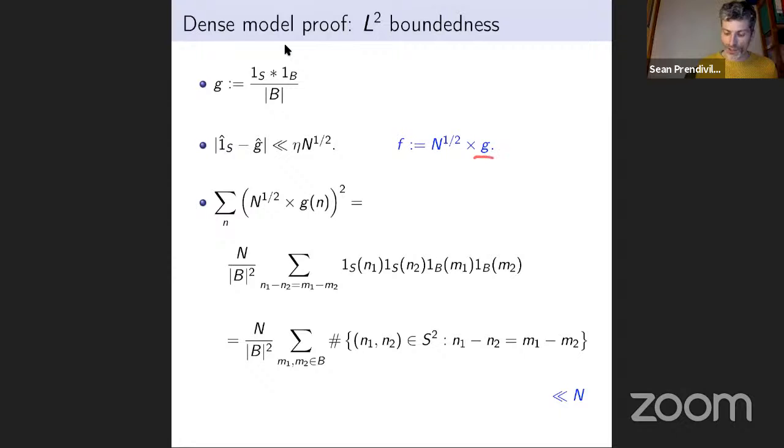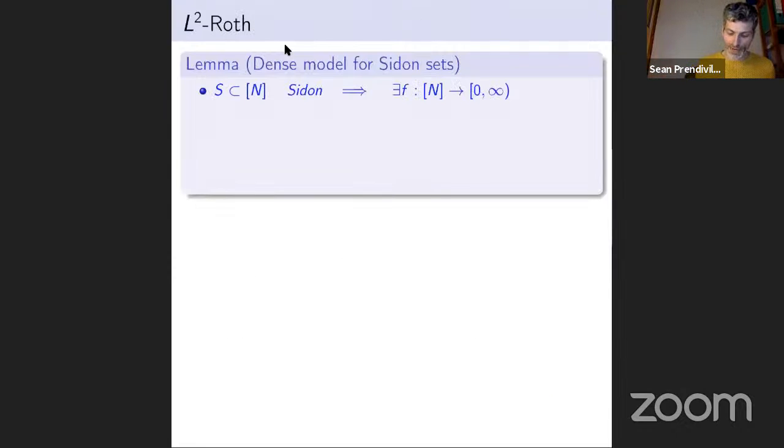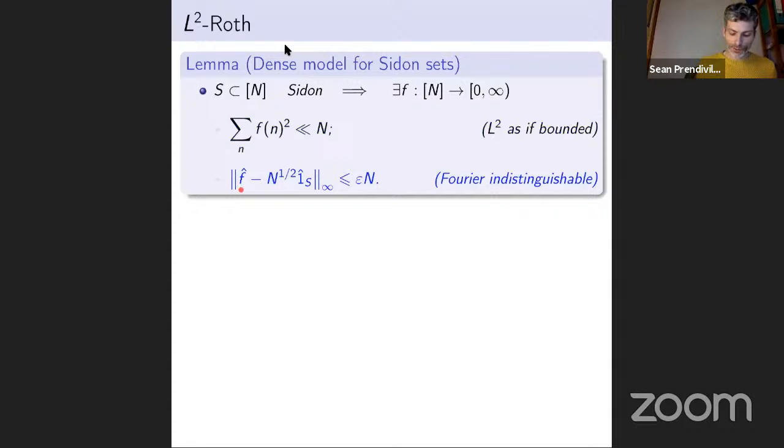So we rescaled g and we got a function with bounded L2 norm. And our construction of g ensures that the Fourier transform of f resembles the rescaled Fourier transform of our Sidon set. So let's recap. We've got a Sidon set. We've got this function f, which is a proxy for a dense set of integers or a bounded function. Its L2 norm behaves as if it's bounded. The Fourier transform of f resembles the Fourier transform of the Sidon set. So why is that useful?